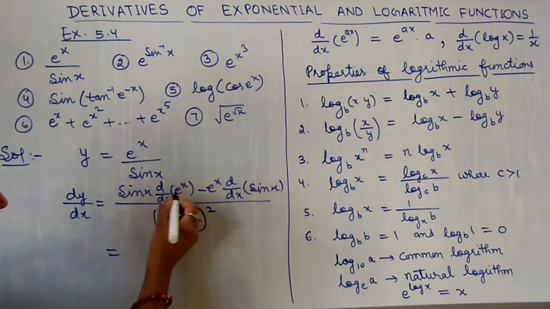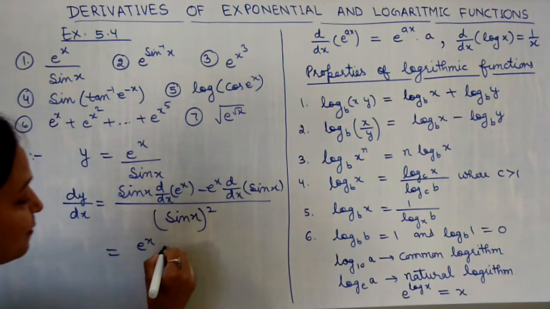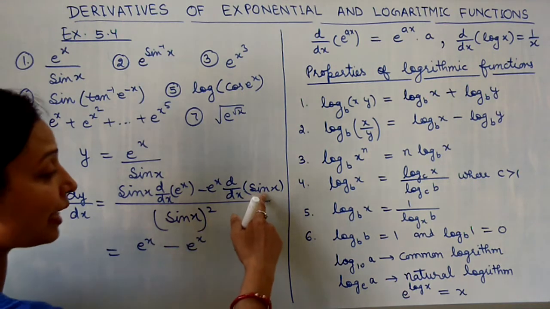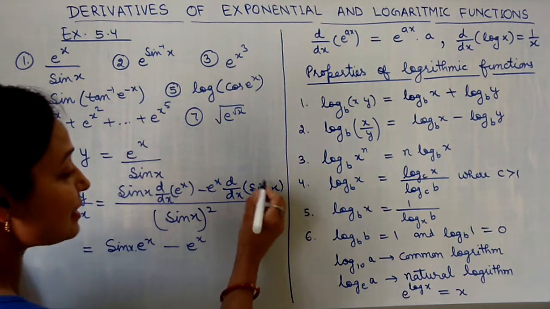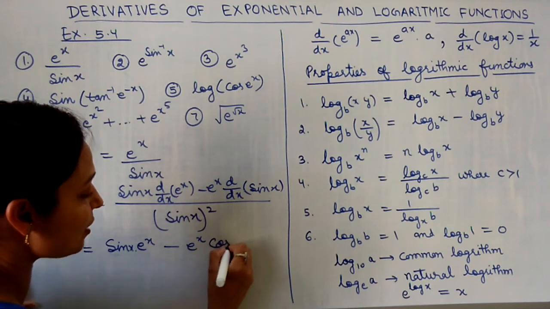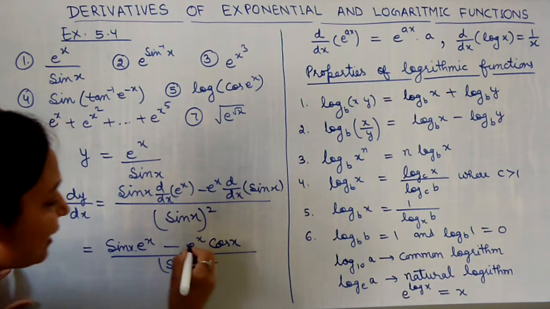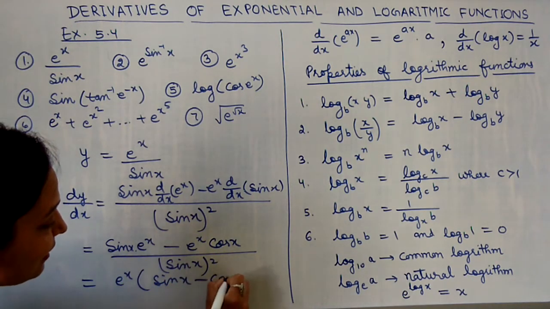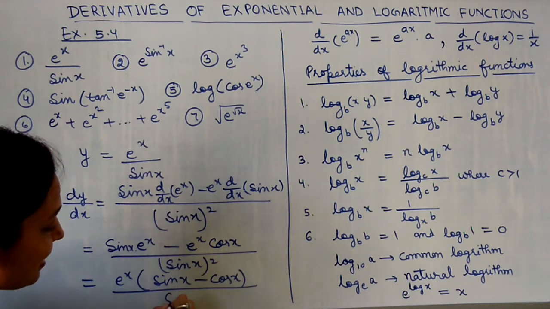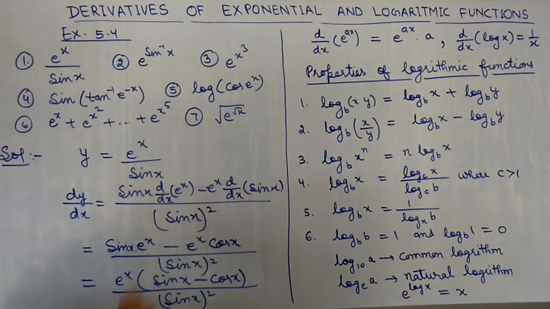Now it will equal sin x. The derivative of exponential of x is the same, exponential of x, so exponential of x minus exponential of x, and what is the value? It will remain as it is. Sin x remains as it is, and the derivative of sin x is cos x upon sin x whole square. You can take exponential of x as a common factor, and the value is sin x minus cos x upon sin x whole square. So this is the way to do the differentiation of the first question.